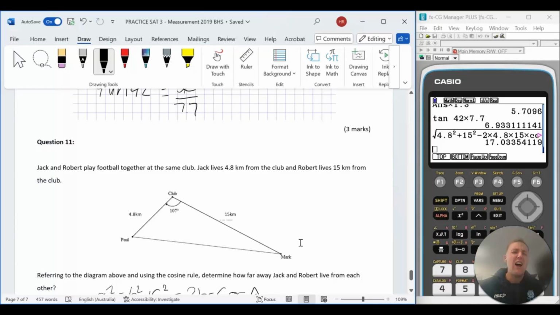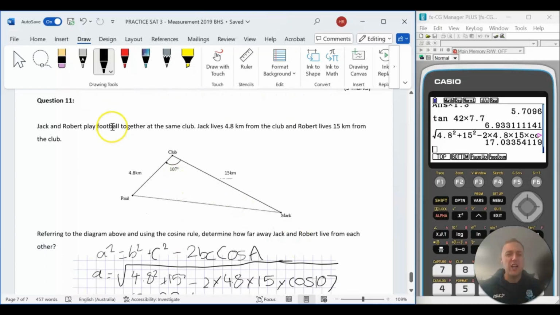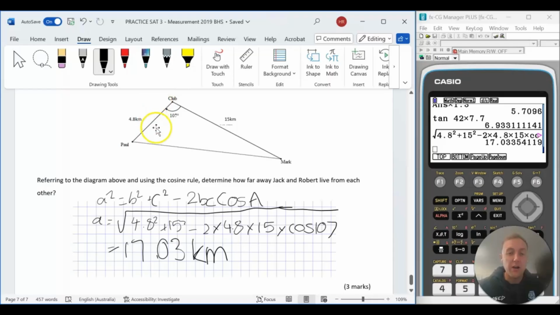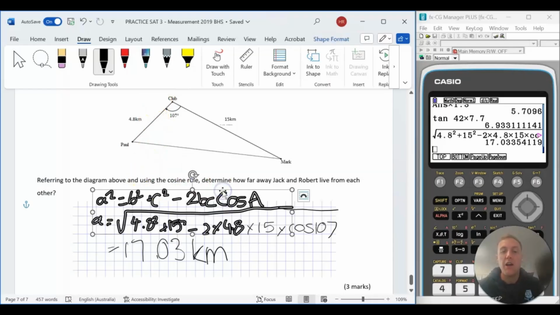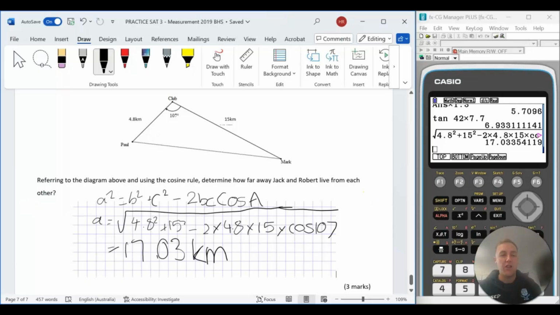That is that. Our last question for the day. So we have Jack and Robert. They play footy together at the same club, but Jack lives 4.8 kilometres away from the club and Robert lives 15 kilometres away from the club. Referring to the diagram above and using the cosine rule, determine how far away Jack and Robert live from each other. All right. We have our cosine formula.